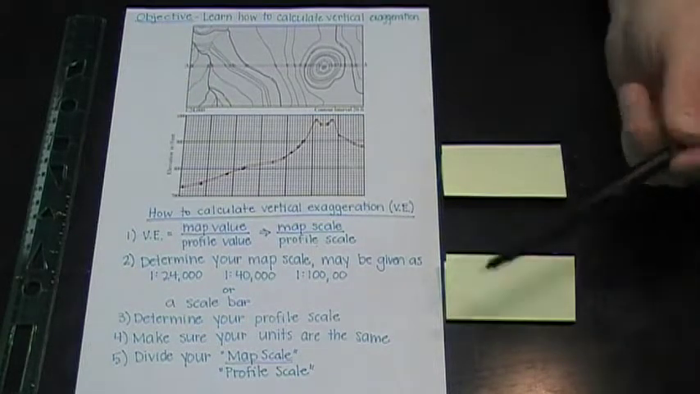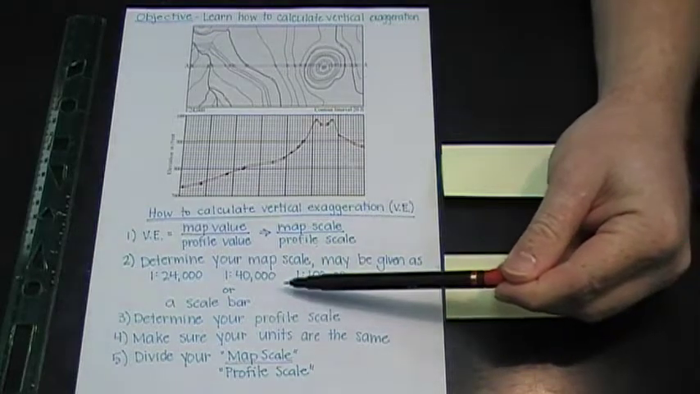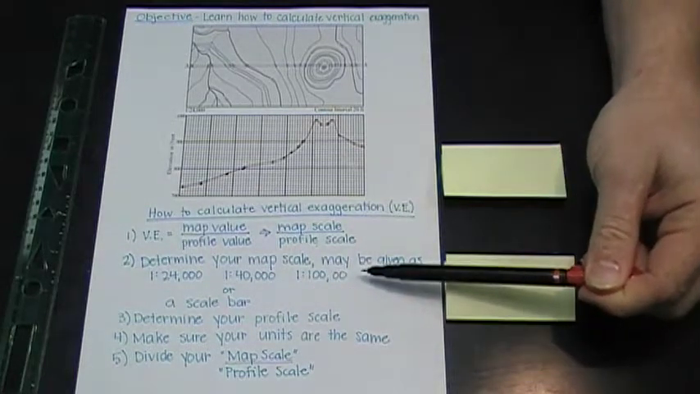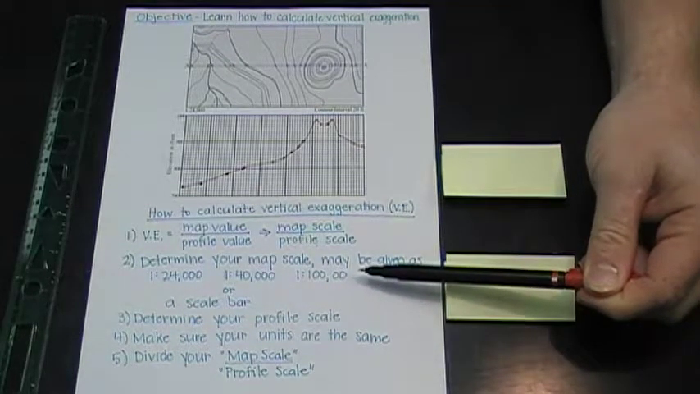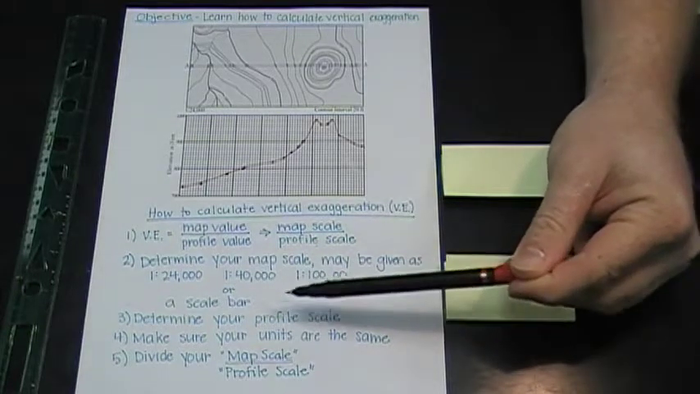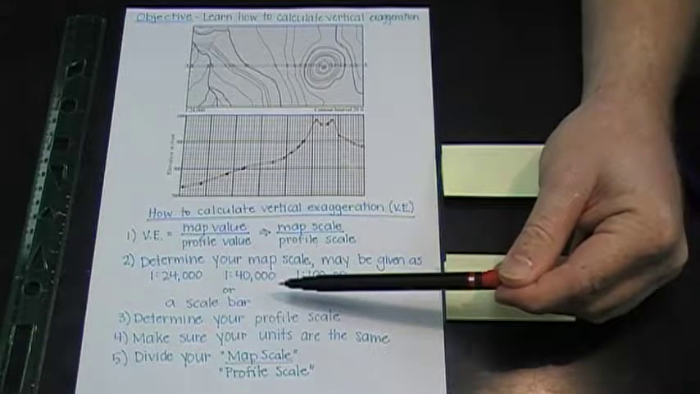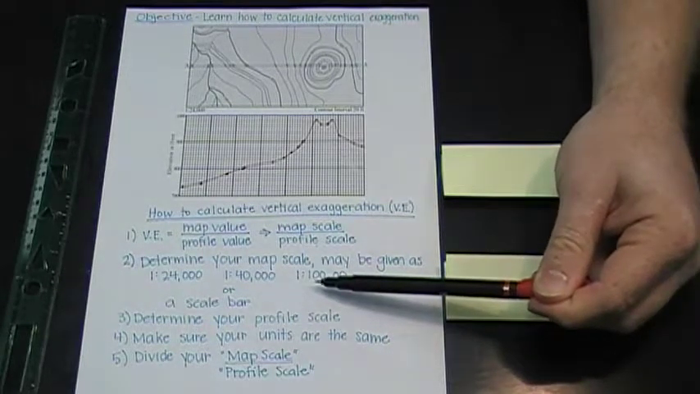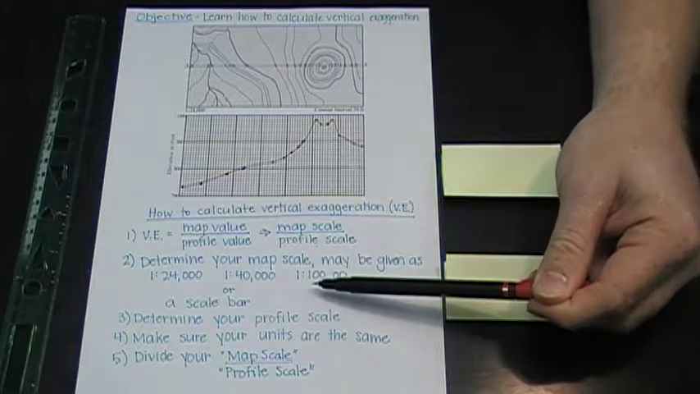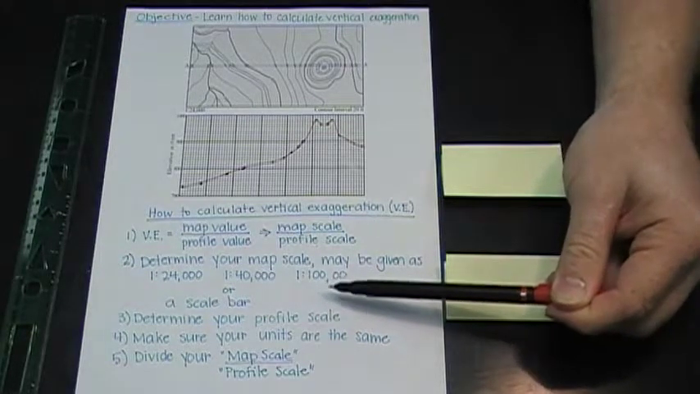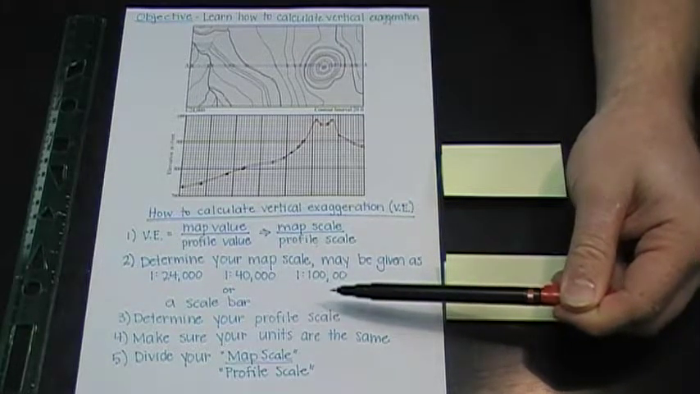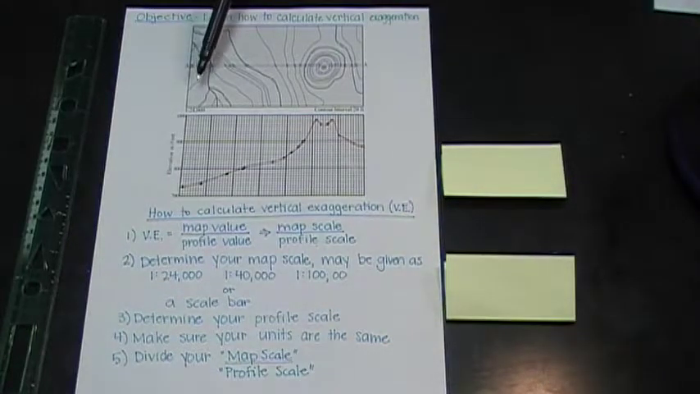Note that there are some maps where you will see a 1 to 40,000 or a 1 to 100,000. And likewise, that means that on a 1 to 40,000 scale map, 1 inch on that map equals 40,000 inches in the real world. Or on a 1 to 100,000 map, 1 inch equals 100,000 inches in the real world. But for this map, 1 inch equals 24,000 inches in the real world.